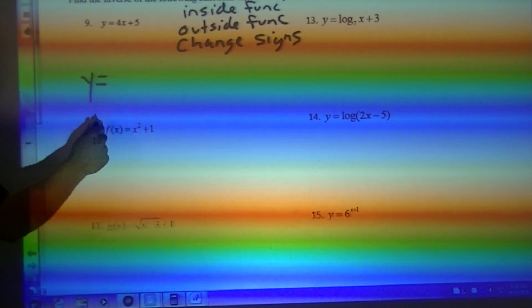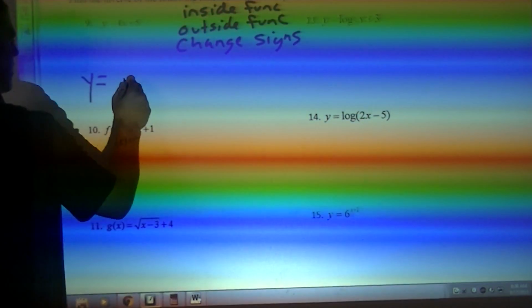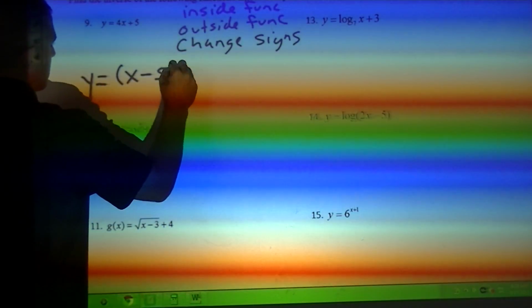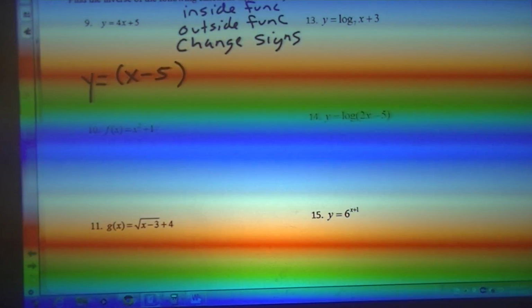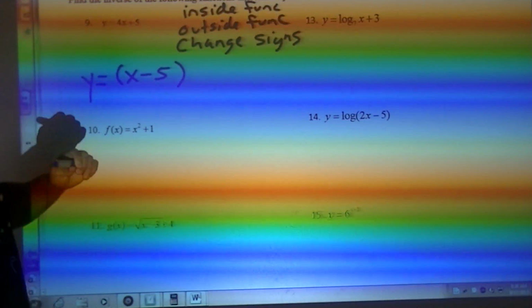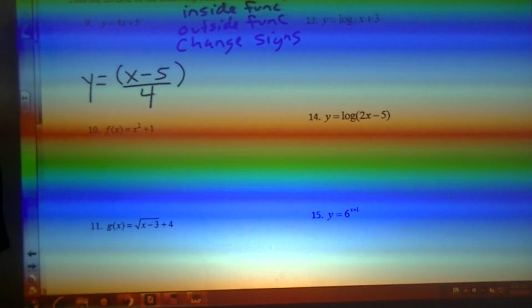I can just do y equals. So 5 is considered outside the function. Now it's going to be considered inside the function. So x minus 5. It's 4 times the outside. So now it's going to be divided by 4 in the inside.